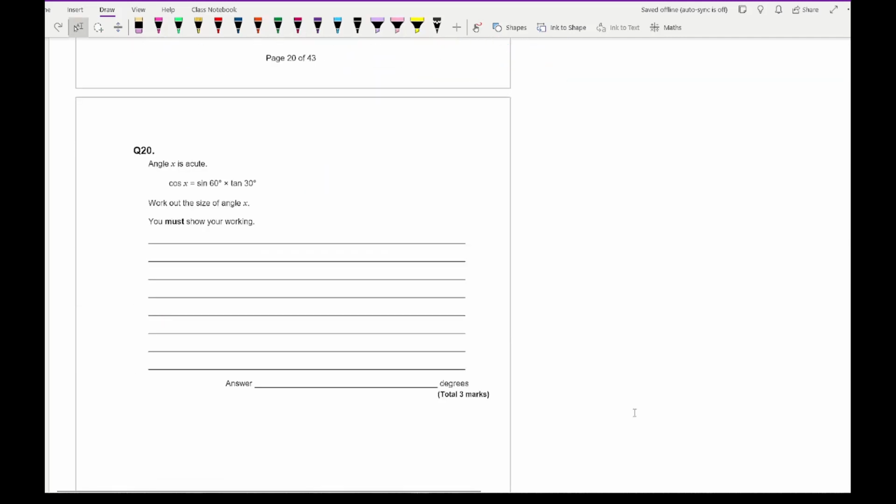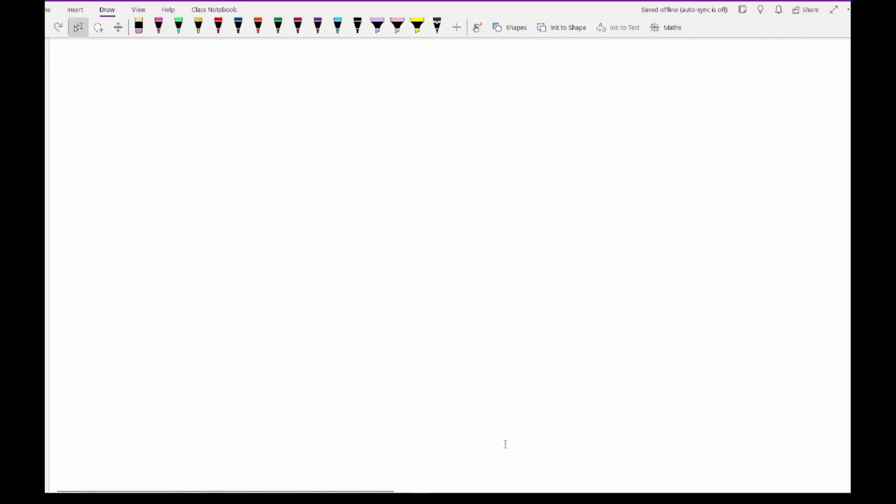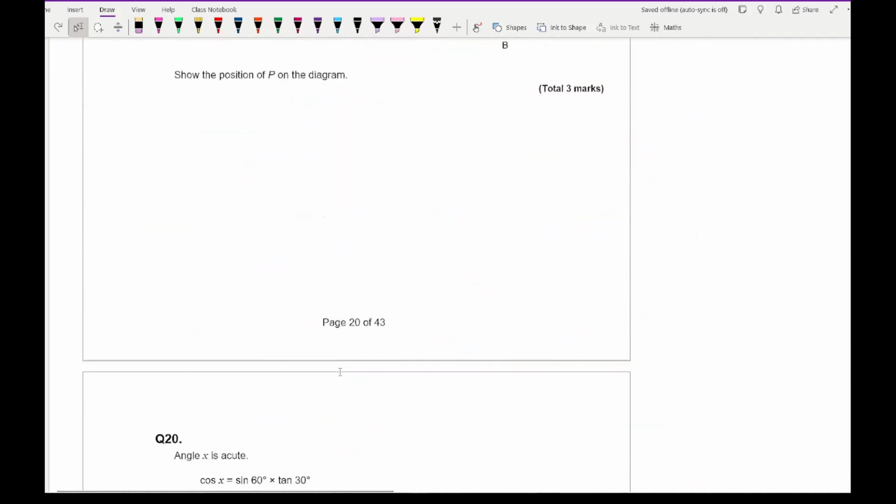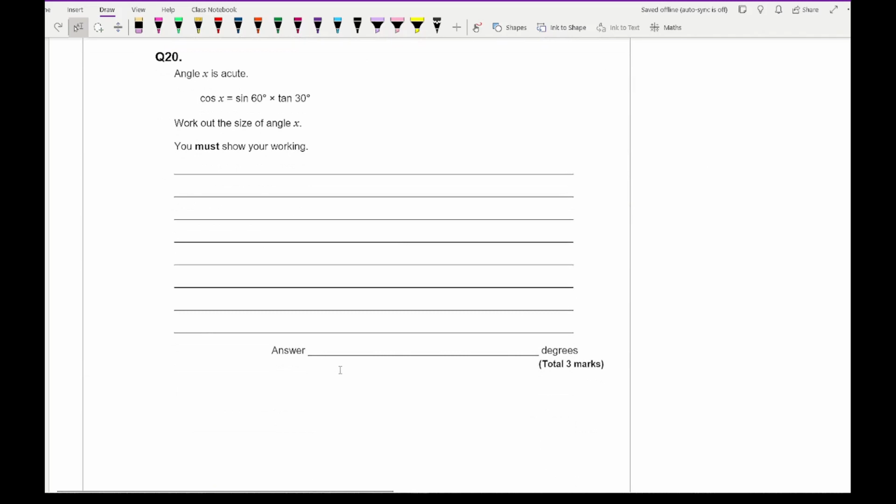Then moving on to question 20. So this is where we start looking at the exact values of trig. So let me just go back to that question. Here we go. Question 20 says, angle x is acute, and cos x equals sine 60 times tan 30. Now the reason why they give you this information of angle x is acute is because that sine 60 could also be labelled as sine 120, which again gives you different values. So try not to pay too much attention towards that.